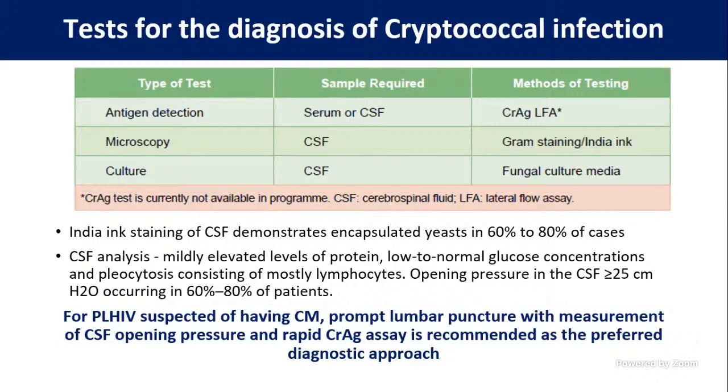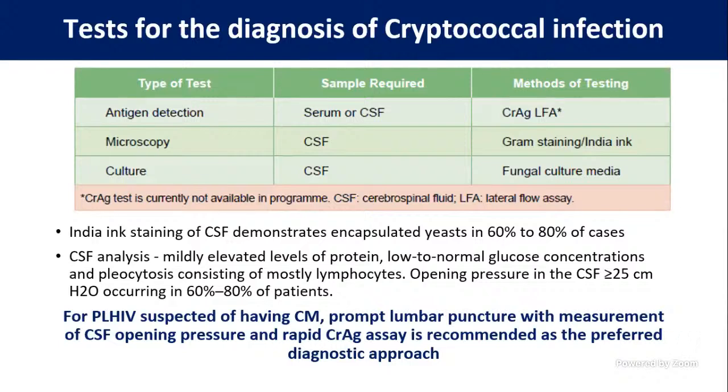Classically, in TBM, you see many cells in the range of 200s, 300s, or even up to 500. In pyogenic meningitis, you see 500s to thousands. But in cryptococcal meningitis, classically, it is about 50 to 100 cells. Most of them are lymphocytes.